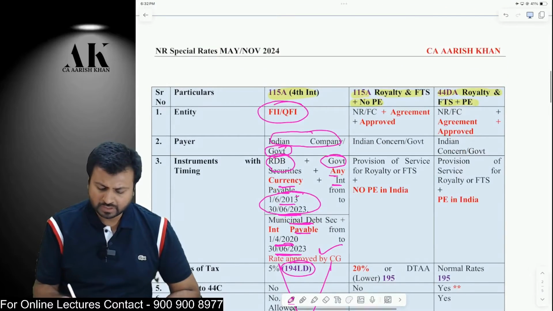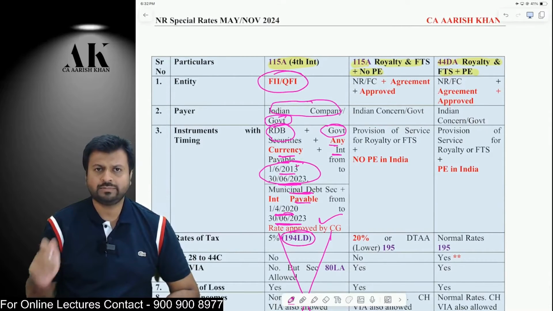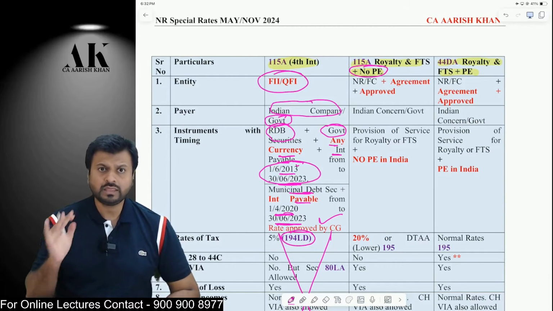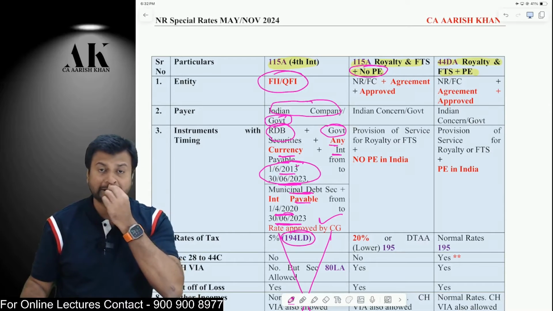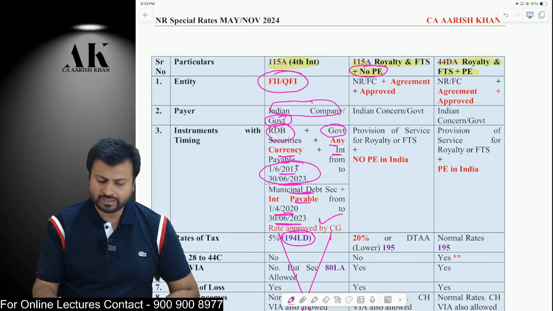Now, coming to royalty and FTS. Now remember, for royalty and FTS, there are three possibilities. Always remember, if there is a royalty and FTS, and if there is no PE of the non-resident foreign company, but there has to be an agreement between both the parties and it should be approved by the central government. If there is an agreement and it is approved by the central government, then it can come either in 115A or 44DA.